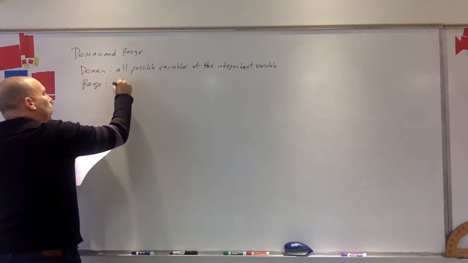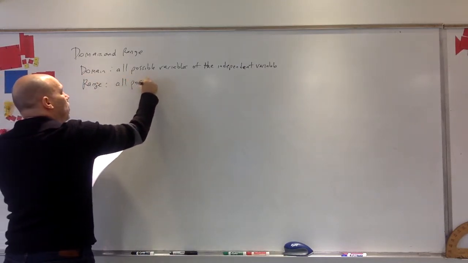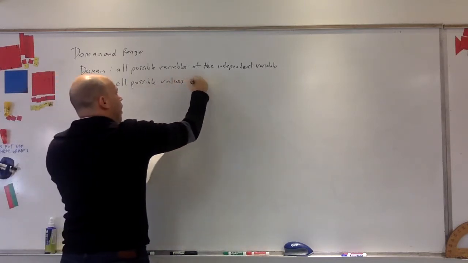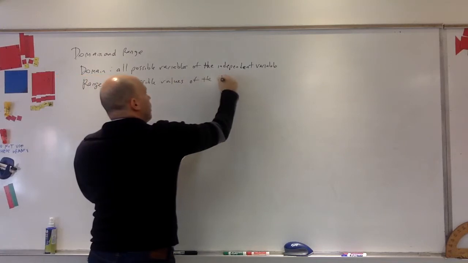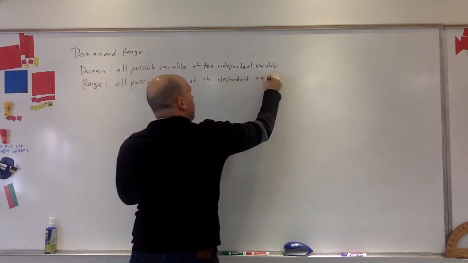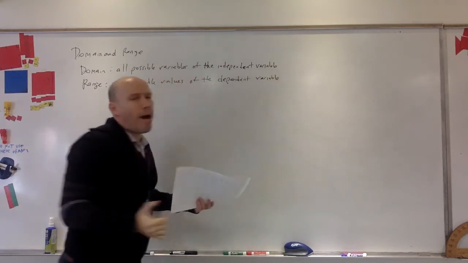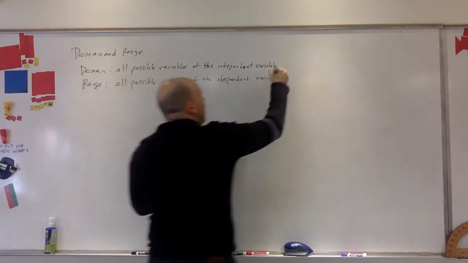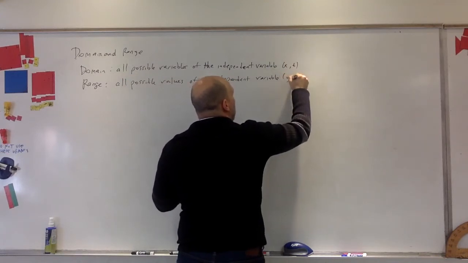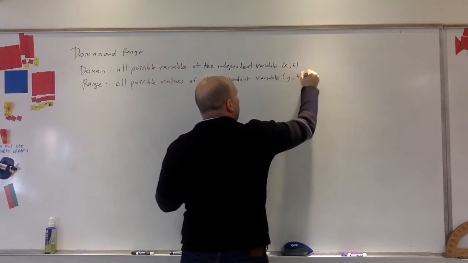And then the range is all possible values of the dependent variable, like the y values. So once again, we know the independent variable as x, or maybe t, and the dependent variable is generally the y, like h of t or something like that.